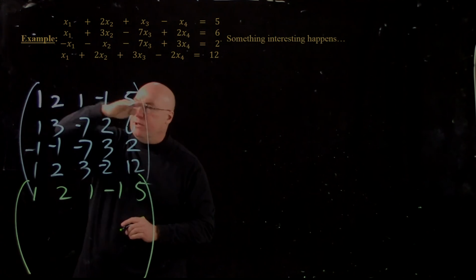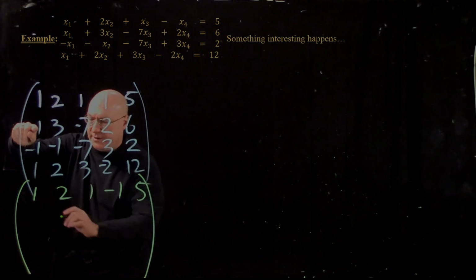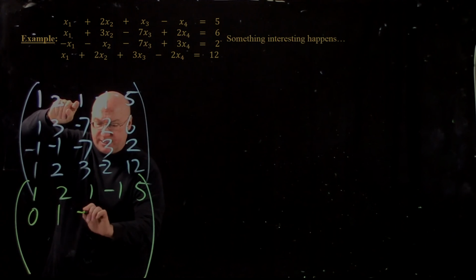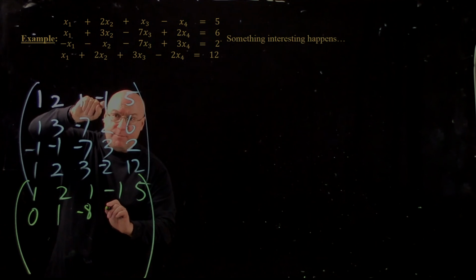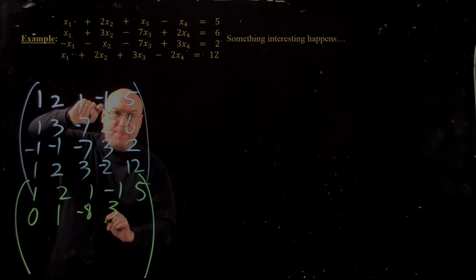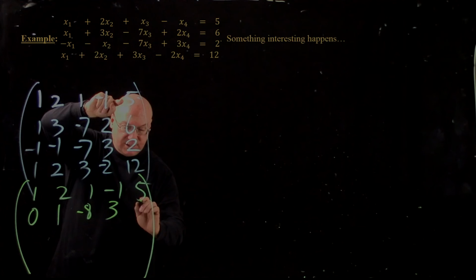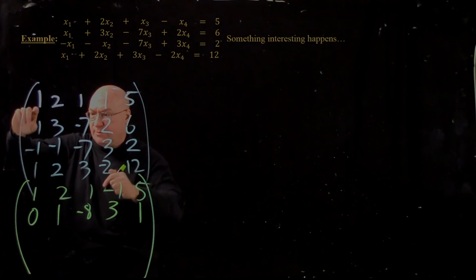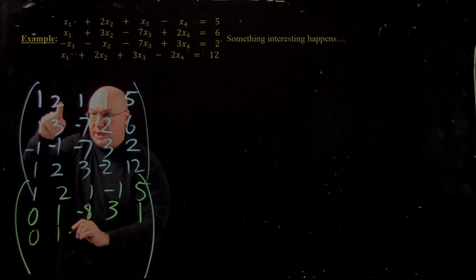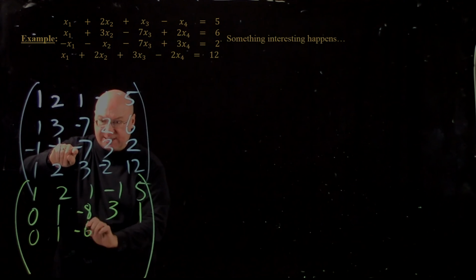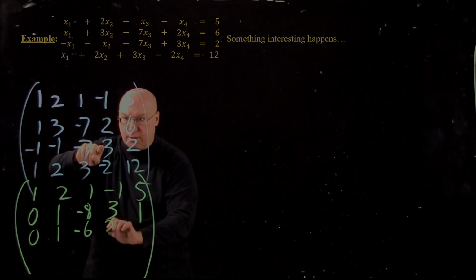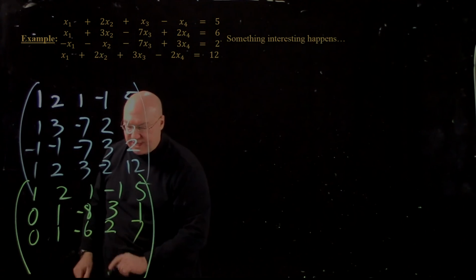So I take negative 1 times this and add it down. So when I add there, I'll get a 0. When I add there, I'll get a 1. When I add there, I guess I'll get a negative 8. That's going to be a positive 1 plus 2 is 3, and a negative 5 plus 6 is 1. Now I'm just going to add it straight down to there, right? So I'm going to get a 0 and a 1 and a negative 6, right? And a 2, and a 5 plus 2 is a 7.